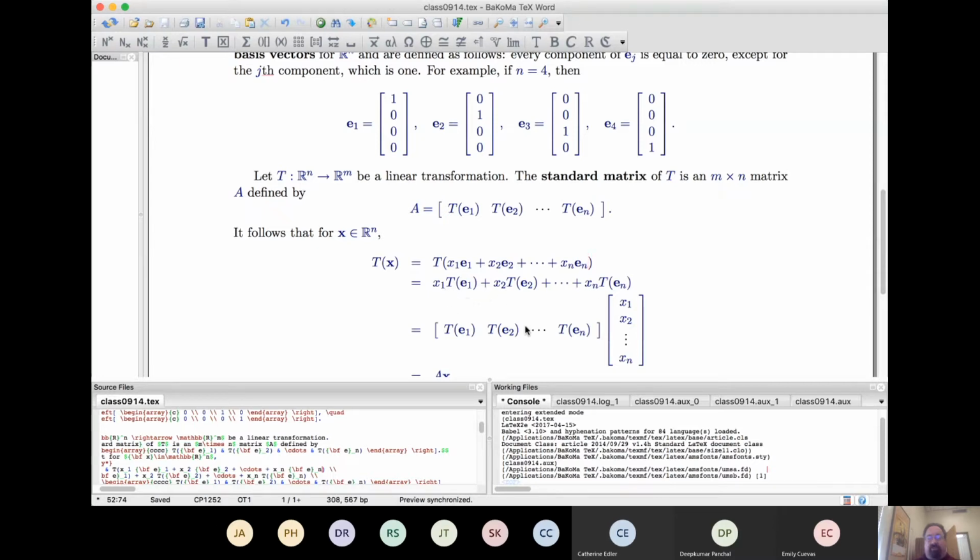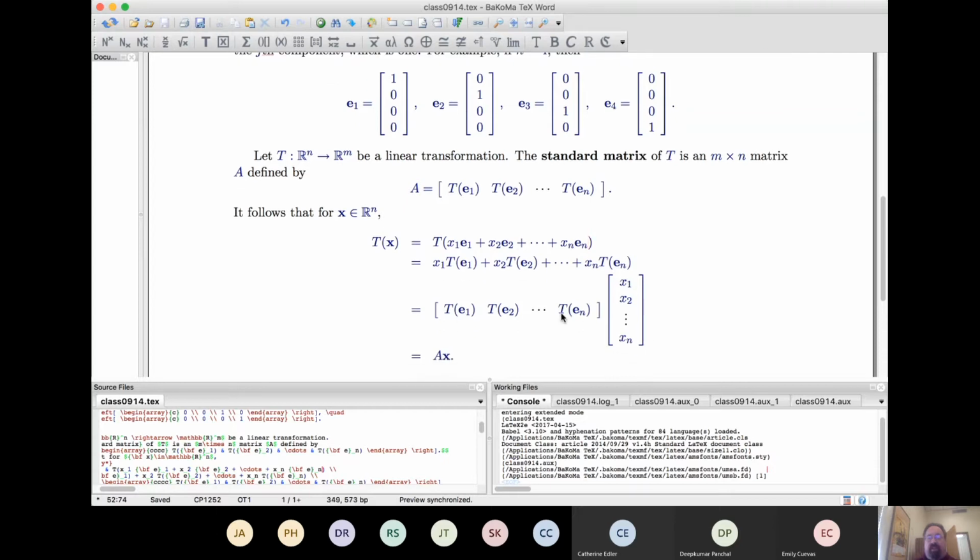But this is the same as a matrix-vector product that we've seen before when working with the vector equation of a linear system. T of E1, T of E2, etc., those are the columns of a matrix, and then these components go into the vector you're multiplying by. But this is A. This is the standard matrix of a linear transformation. So any linear transformation from n-dimensional space to m-dimensional space is equal to a matrix-vector product. And the matrix involved is the matrix of the linear transformation that you get by applying your transformation to all the columns of the identity. So if you're just given a formula for T, that's how you get the matrix. Just apply it to each of these vectors.